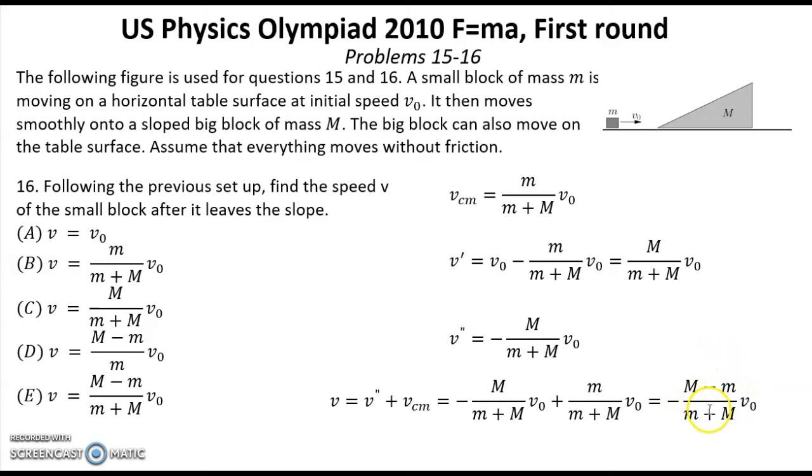So that gives this expression. Because big M is greater than small m, the small block goes to the left, in the negative direction. But the question is about the speed of this block, so we just neglect the negative sign, and the answer will be E: big M minus small m over small m plus big M, multiplied by v0. That's the answer.